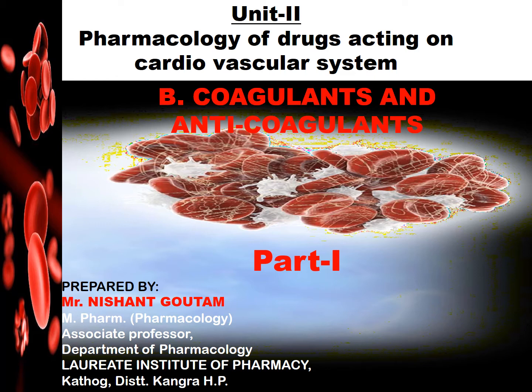According to your syllabus, this is the third chapter of your second unit, that is the pharmacology of drugs acting on the cardiovascular system. Now let us overview this chapter, coagulants and anticoagulants. Step by step we will study the chapter. First we will study the introduction of the chapter.